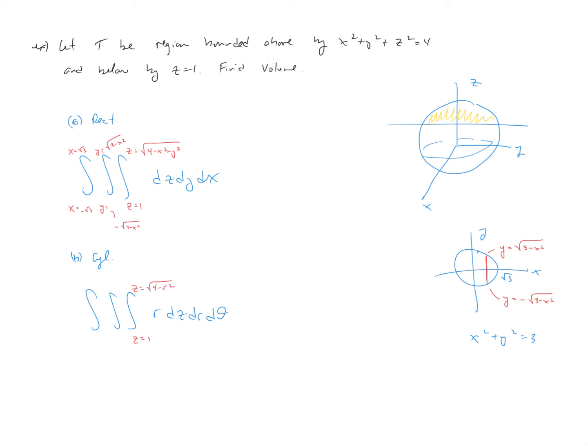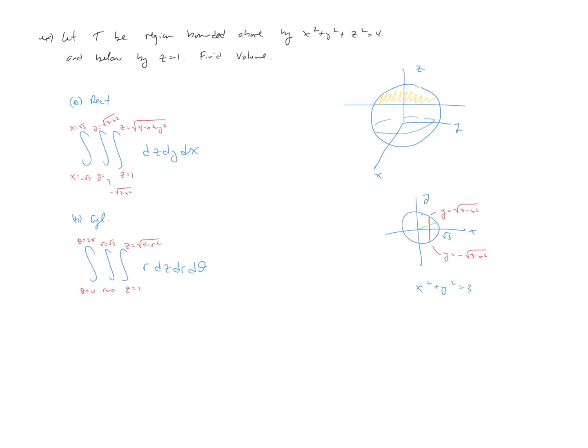For the r, the r is going to start here and move out a distance of square root of 3. So if I move that out, that's going to be 0 to root 3. And then our theta is going to go from 0 to 2 pi, because it's going to go all the way around. So cylindrical is pretty straightforward, especially once we get through the rectangular one. So let me go ahead and move this up a little bit.